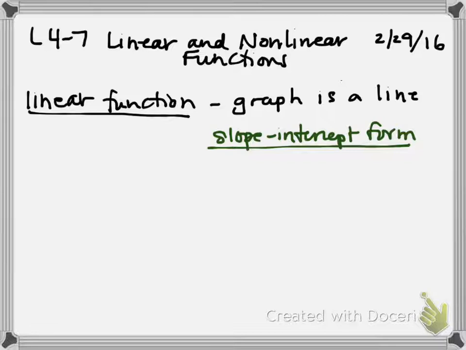So can somebody tell me what slope-intercept form looks like? How would you write that? Sean? Okay, good. So let's explore the m. What's the m called? It's called the slope. That's why it's called slope-intercept form.